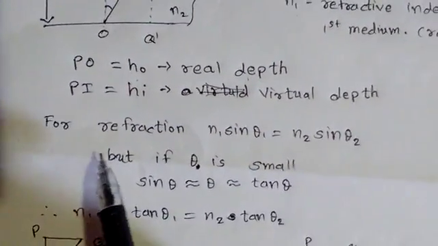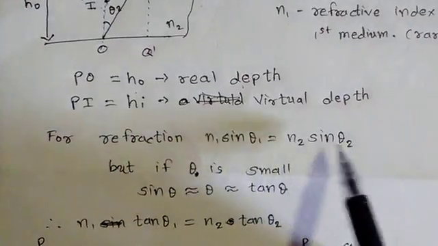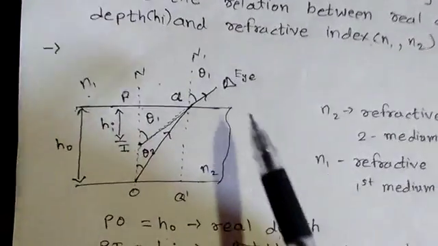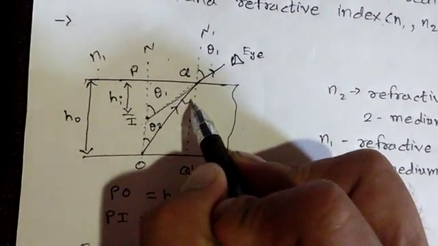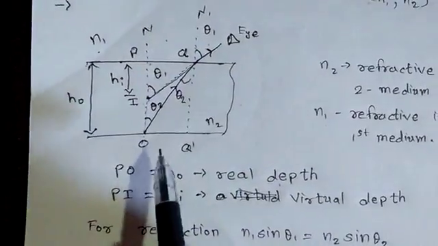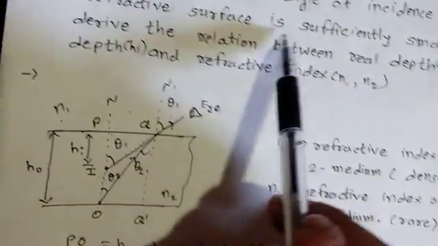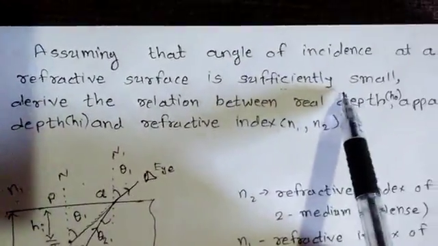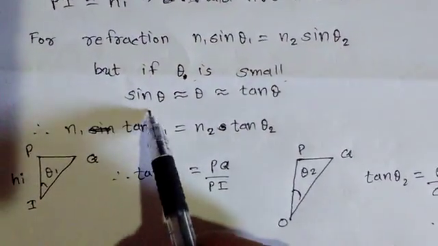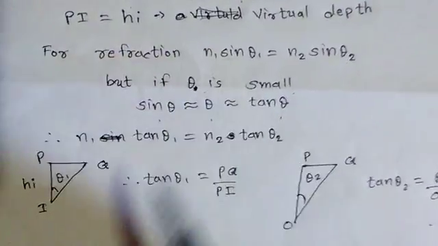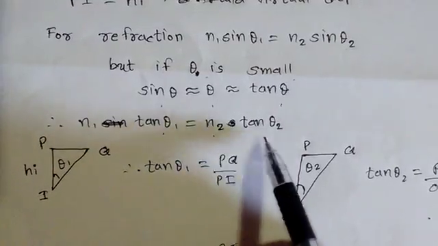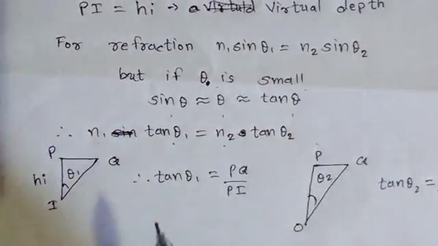Now for refraction, we have the condition N1 sin theta 1 equals N2 sin theta 2. Here theta 1 is the angle of incidence and theta 2 is the angle of refraction. Initially we have considered that the refractive surface is sufficiently small, very small. That means if theta is very small, sin theta is equal to tan theta. Putting these values in, N1 tan theta 1 equals N2 tan theta 2. Now we are going to draw two triangles.